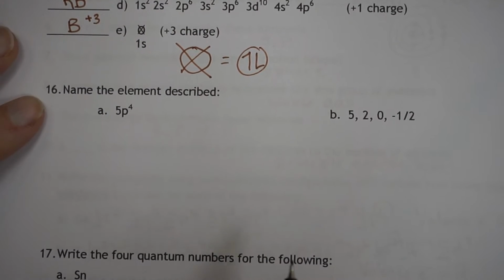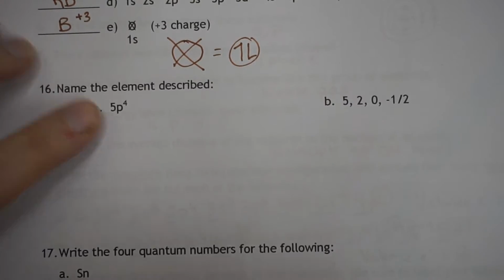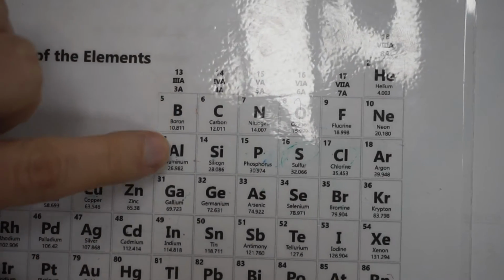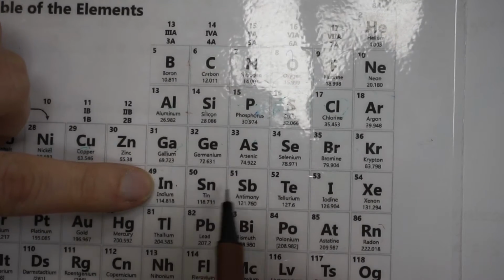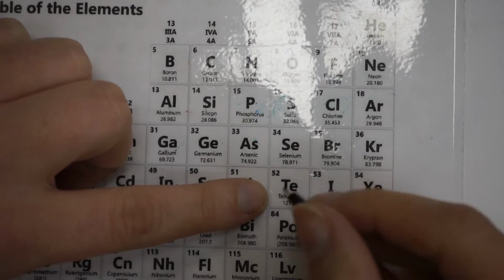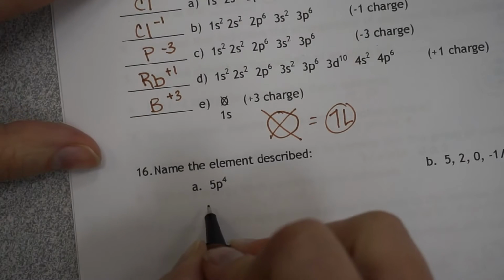All right, let's do the last two. Now, it says name the element described. So 5p4, so we all know that p starts with 2. So 2, 3, 4, 5. 5p4 would be 1, 2, 3, 4. So tellurium, Te, that's going to be your 5p4. That's it.